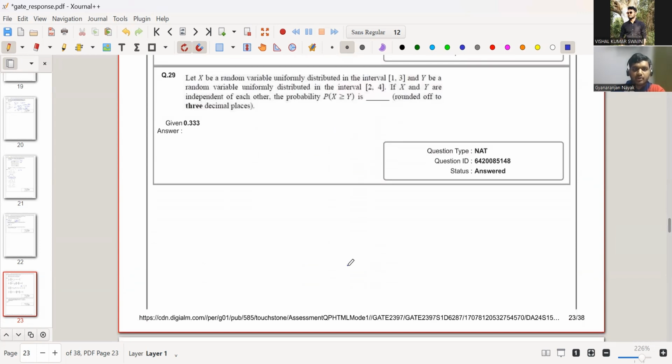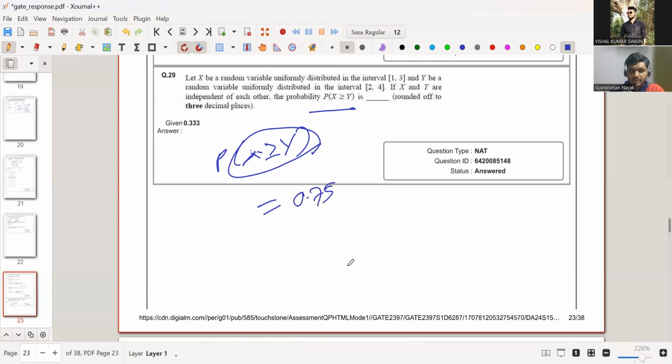Let x be a random variable uniformly distributed in the interval 1, 3 and y be a random variable uniformly distributed in the interval 2, 4. If x and y are independent of each other, the probability of x greater than or equal to y is? So we find the probability of x greater than or equal to y. It is very easy to calculate. If you find it, you get the answer 0.75. Proceed for next.